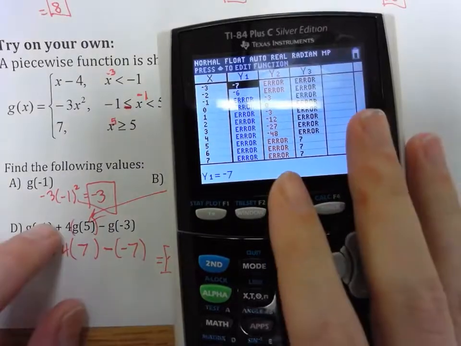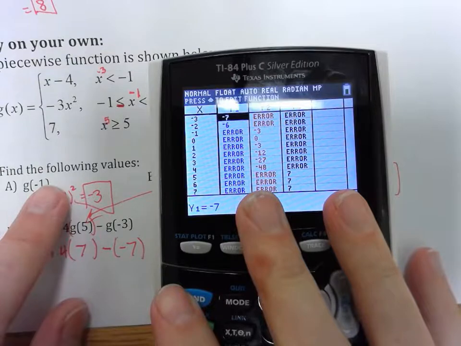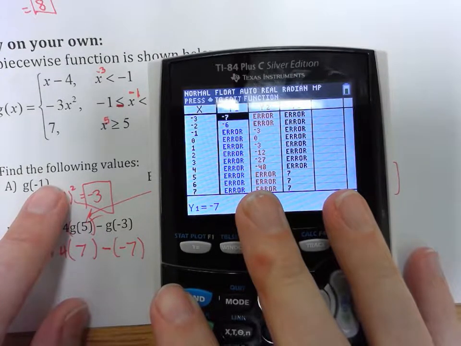That's how you do piecewise functions, by hand and in the calculator. You can decide how you want to do it. Hope you enjoyed. Now you know how to do your assignment. Go forth and get an A.